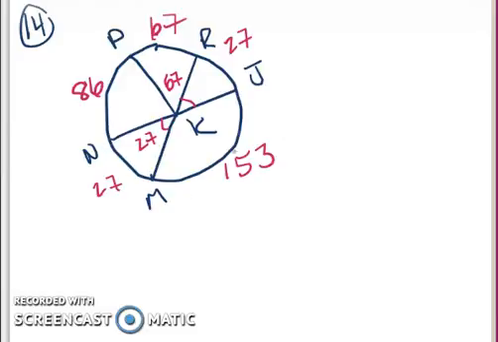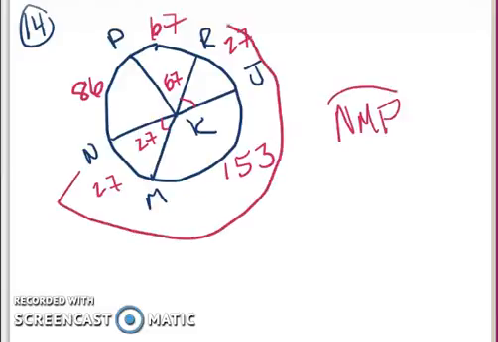And for arc NPM, let me just do that. For arc NMP, you're going to just go from here all the way here, or basically take 86 away from 360, and you should end up with 274.